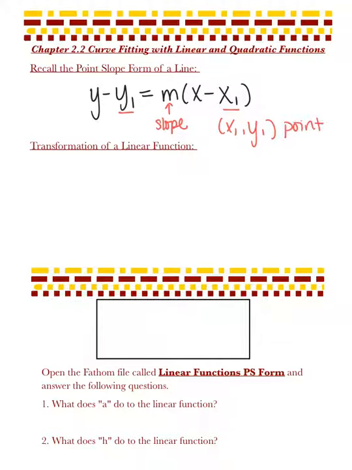Now we're going to change this form up a little bit into a transformation form of a linear function. Instead of using y sub 1, I'm going to change that to a k. Instead of using m, I'm going to use an a. And instead of using the x sub 1, I'm going to use an h. You're going to see why in just a few minutes, but I just want to highlight these are the only things that are changing. I'm just changing these variables because I'm going to talk about them in a slightly different way.